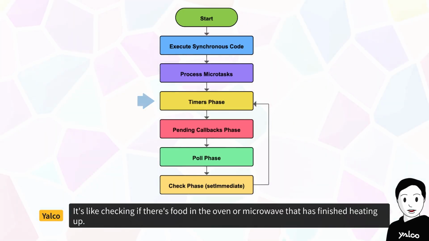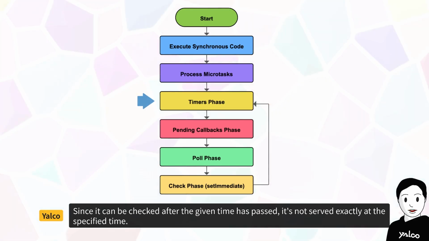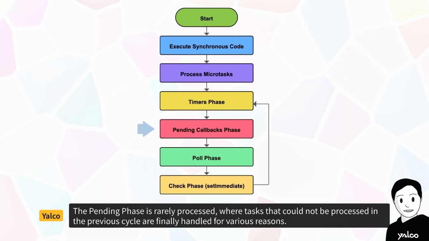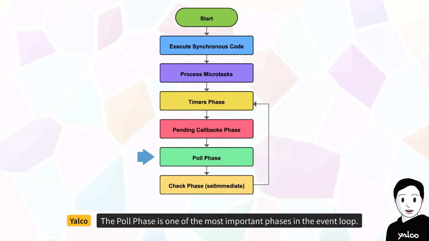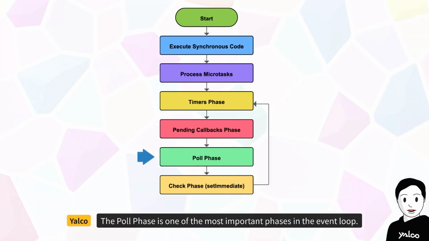It's like checking if there's food in the oven or microwave that has finished heating up. Since it can be checked after the given time has passed, it's not served exactly at the specified time. The pending phase is rarely processed, where tasks that could not be processed in the previous cycle are finally handled for various reasons. The poll phase is one of the most important phases in the event loop.